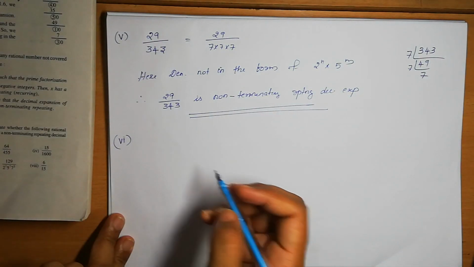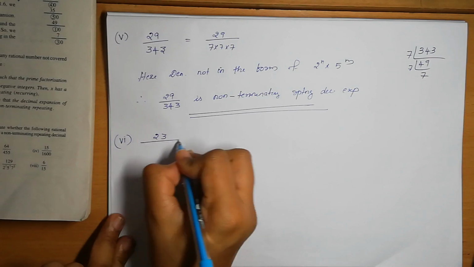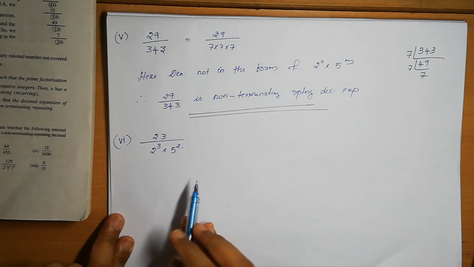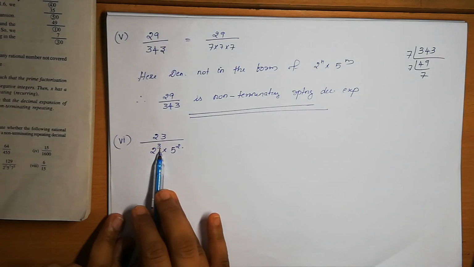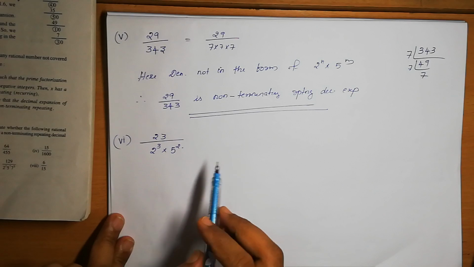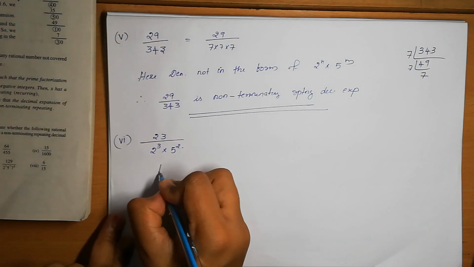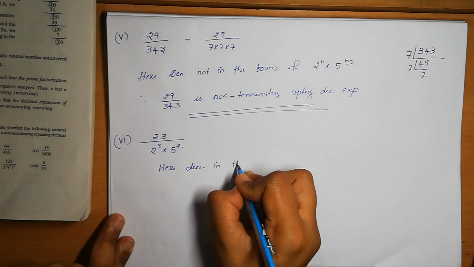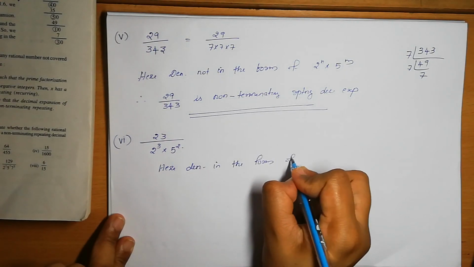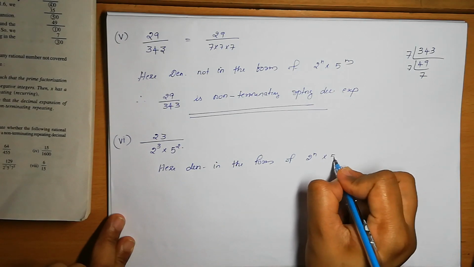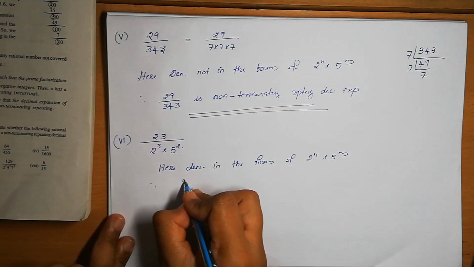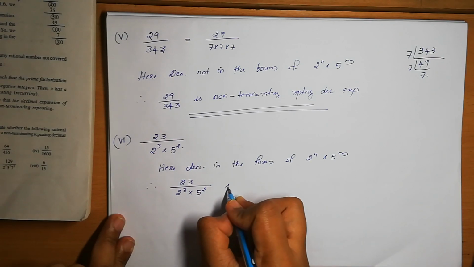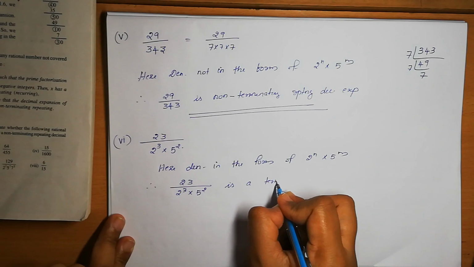Sixth one, 23 by 2 cube into 5 square. So the denominator is in the form of 2 raised to n into 5 raised to m here, so directly we can write this one. Here the denominator is in the form of 2 raised to n into 5 raised to m. Therefore 23 by 2 cube into 5 square is a terminating decimal expansion.